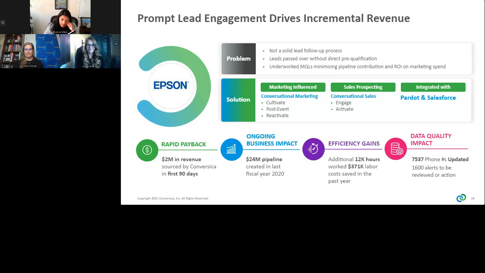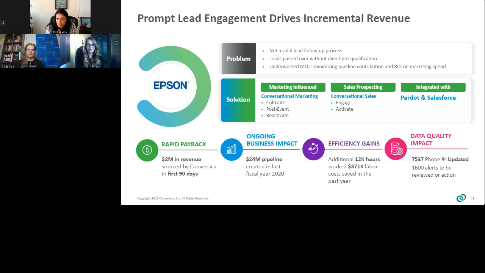And here's a great example of a customer who's using us today. Epson has been with us for a few years, really honing in on the craft of using conversational AI, definitely a thought leader and ahead of their game in driving technology to really bridge the gap between marketing and sales. One of the problems that they had is they felt like they didn't have a solid lead follow-up process.